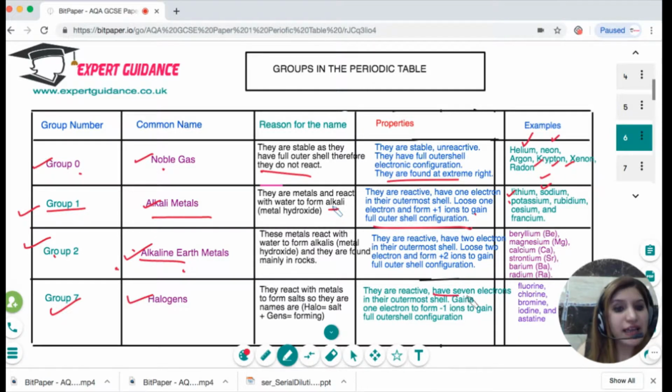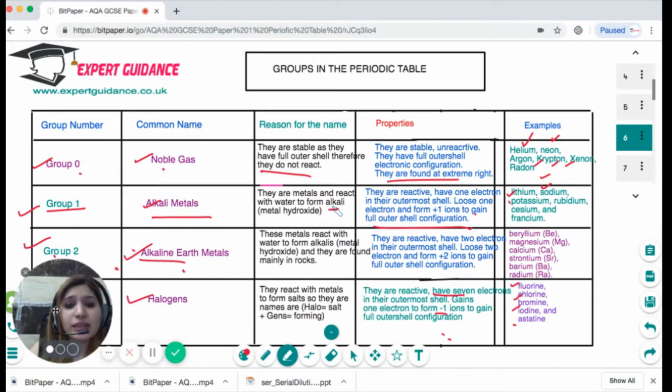And as they have 7 electrons in their outermost shell, they just need to gain 1 more to have a full noble gas outer configuration. So they form negative ions. Examples: fluorine, chlorine, bromine, and iodine. We'll discuss group 1 and group 7 in a little bit more detail in this video.